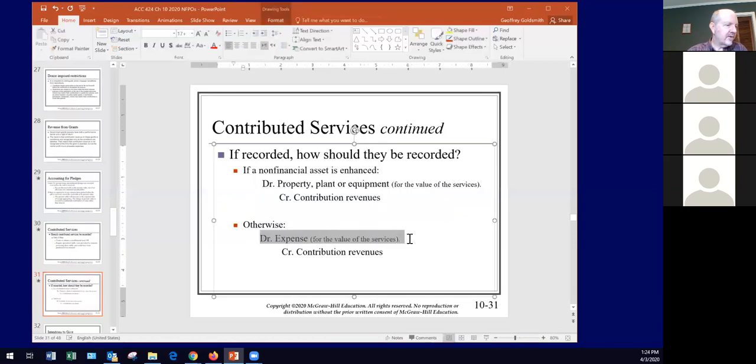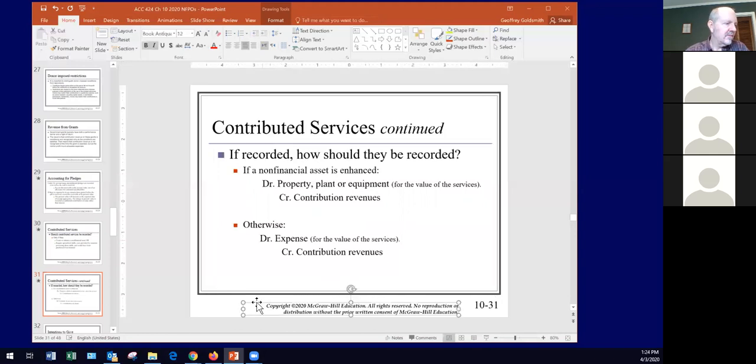An example of this non-financial asset, suppose that this homeless shelter has a professional tax accountant come to them and volunteer his services to do their Form 990 and all of their other tax papers as a contribution. Then they could recognize the value of those services as revenue.